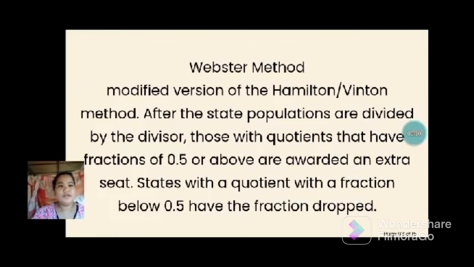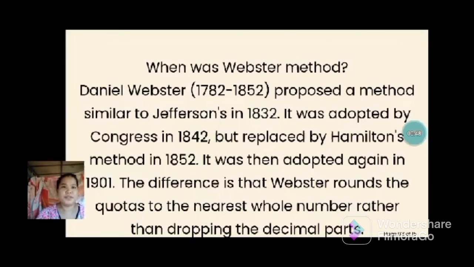It is also a modified version of the Hamilton-Vinton method. After the state populations are divided by the divisor, those with a quotient that has a fraction of 0.5 or above are awarded an extra seat. States with a quotient with a fraction below 0.5 have their fraction dropped.